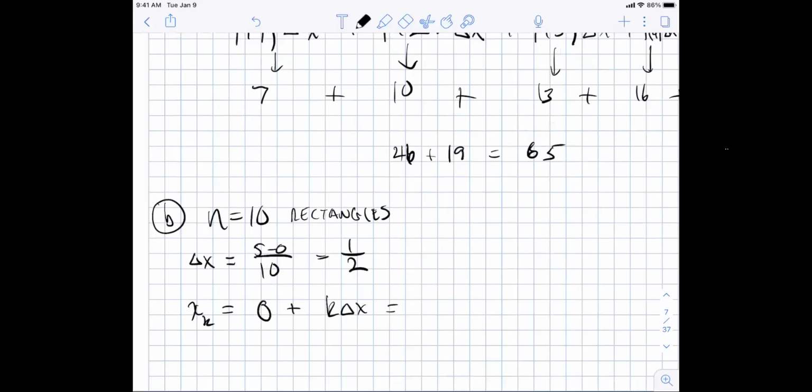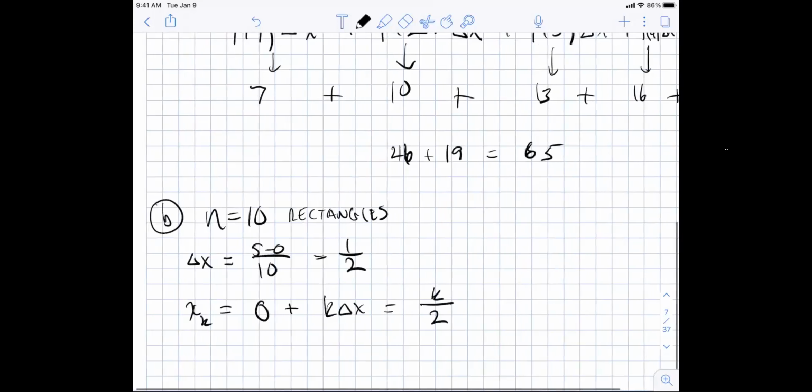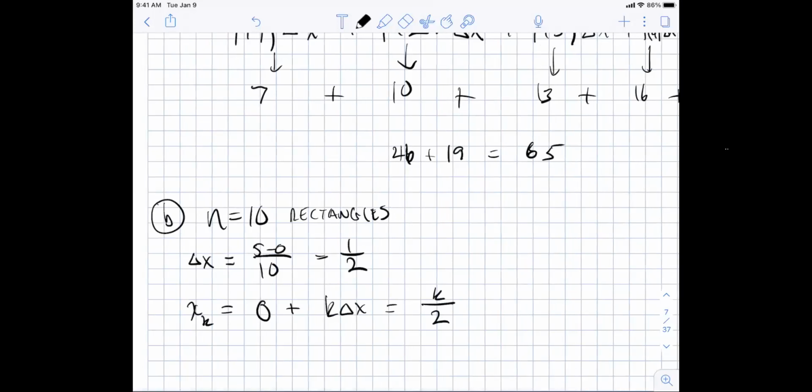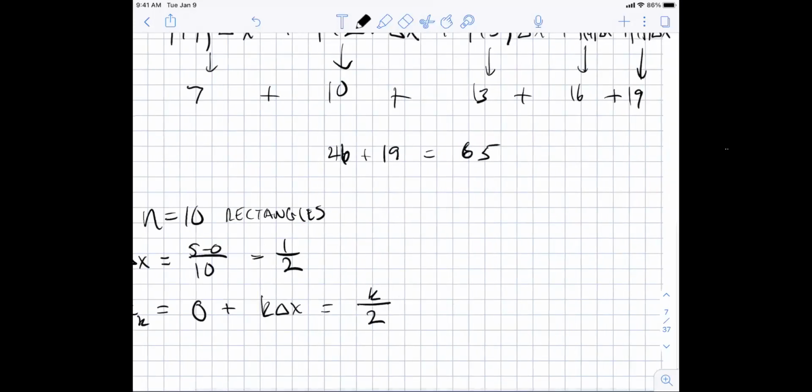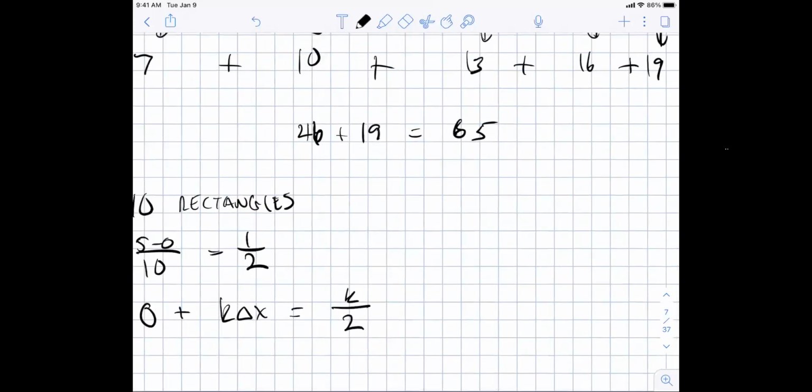Plus 1/2, right? Yeah, so 0 plus 1/2 times k is just going to leave me with k over 2. Okay, that's k steps away, xk. So then now I can write down the general form of the sum.